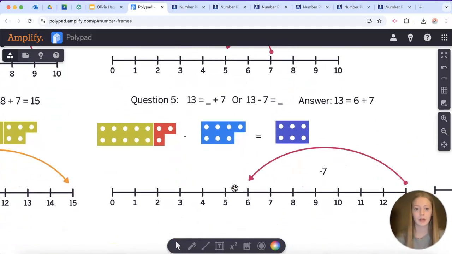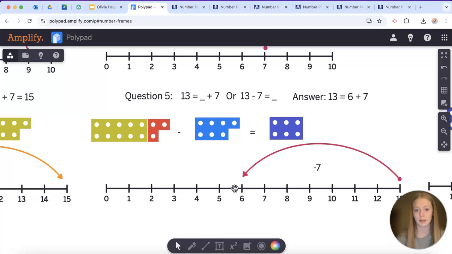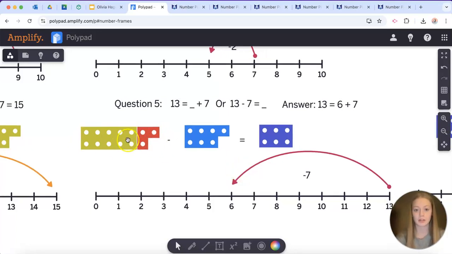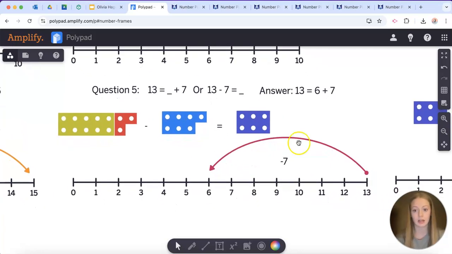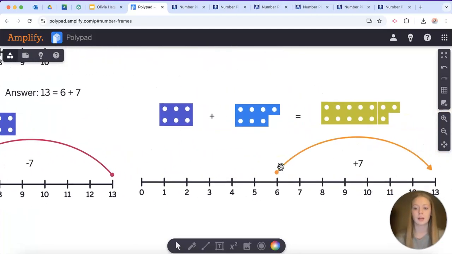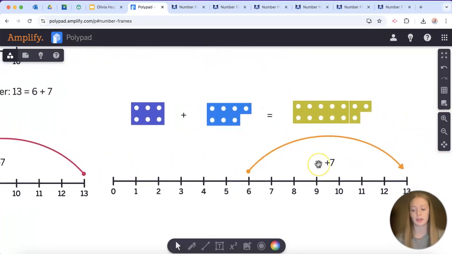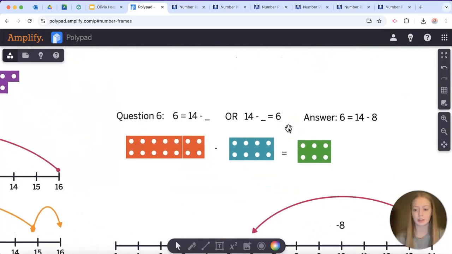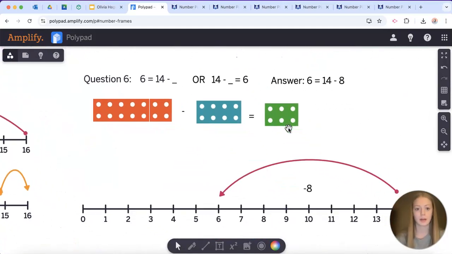So question 5, 13 equals what plus 7? Or I arranged it as 13 minus 7 equals what? So here you have your 13 blocks. You're taking away 7. That means you're left with 6. And again, 13 minus 7 equals 6 on the number line. And then I also did 6 plus 7 equals 13 for the addition part of it, just to help visualize it better.